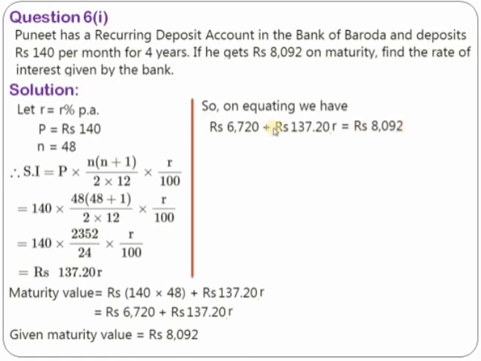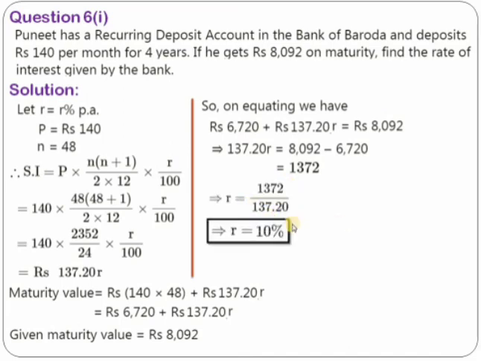So you can remove rupees. We want to calculate the value of R. We don't have R here, so you can take this to the right hand side. Subtract this, you will get 1,372. If you want to calculate R, take this coefficient of R to the denominator, so you get this much. Simplify this, this will be exactly equal to 10. So your rate of interest given by the bank is 10% in this case.